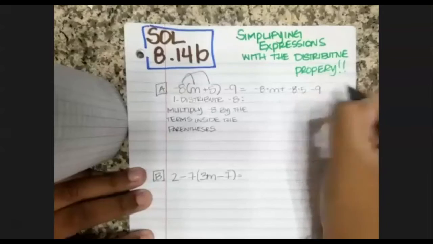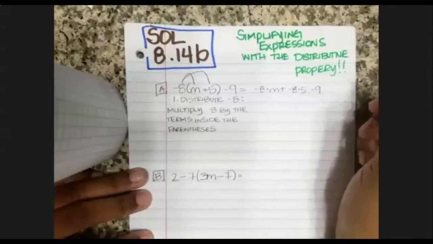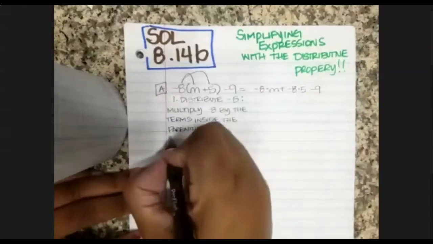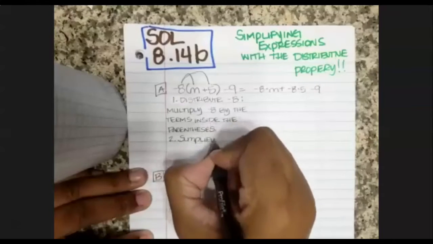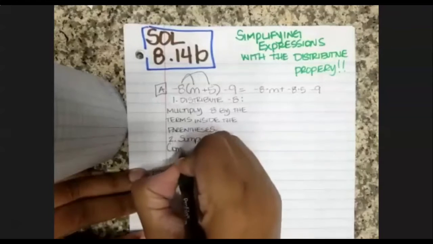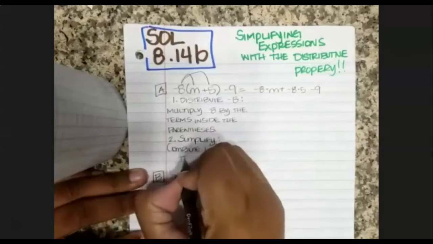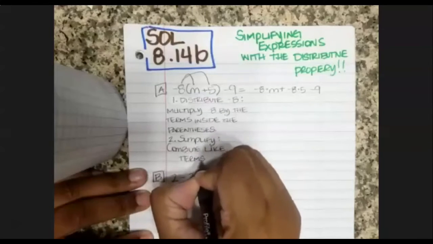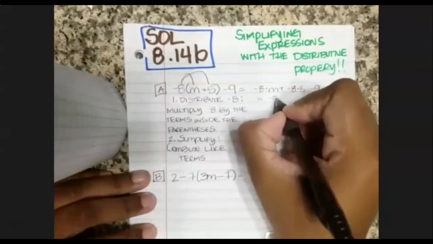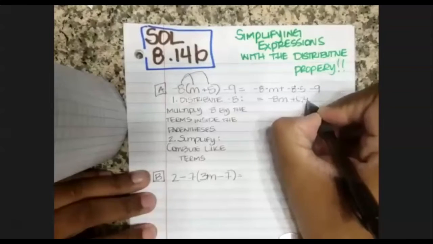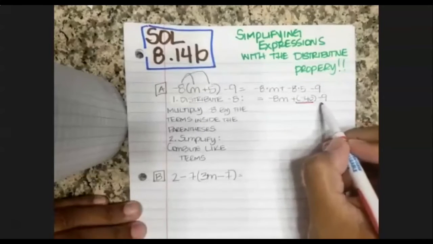So here we have negative 8 times m plus, we're using that same operation on the inside of the parentheses, negative 8 times 5, and then we just bring over the minus 9. Our next step, just like yesterday, is to simplify. Remember, simplifying here means that we're going to combine our like terms. Remember that first step where I showed the multiplication, that step you can skip once you get more comfortable with your distributive property.